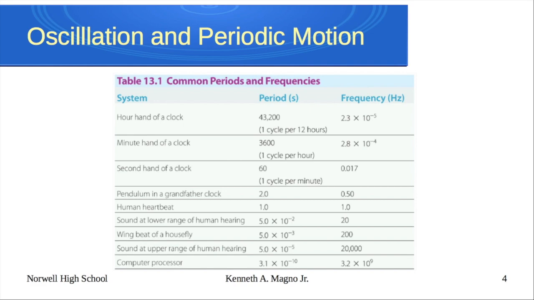Something like a computer processor. Lots of computer processors now are in gigahertz, so giga is 10 to the 9th hertz. 3.2 gigahertz would be a computer processor. If I convert that into period, that's 3.1 times 10 to the negative 10th seconds per cycle. That's really, really fast for one cycle of a calculation to be done.